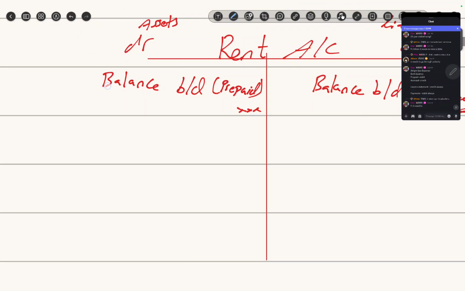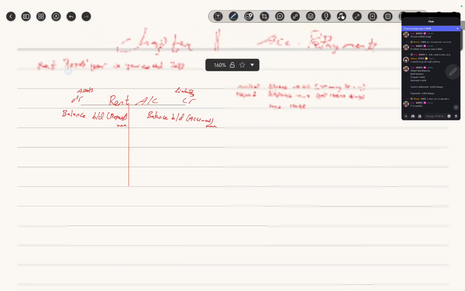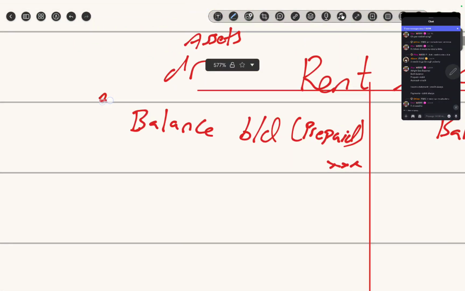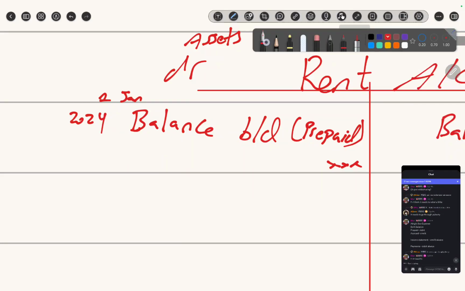Now, why is it balance BD? Because it's going to be on the first date. So, of course, when you make an account, this is, let's just say, 1st January 2024. Okay, 1st January 2024. I think I'll make it smaller.